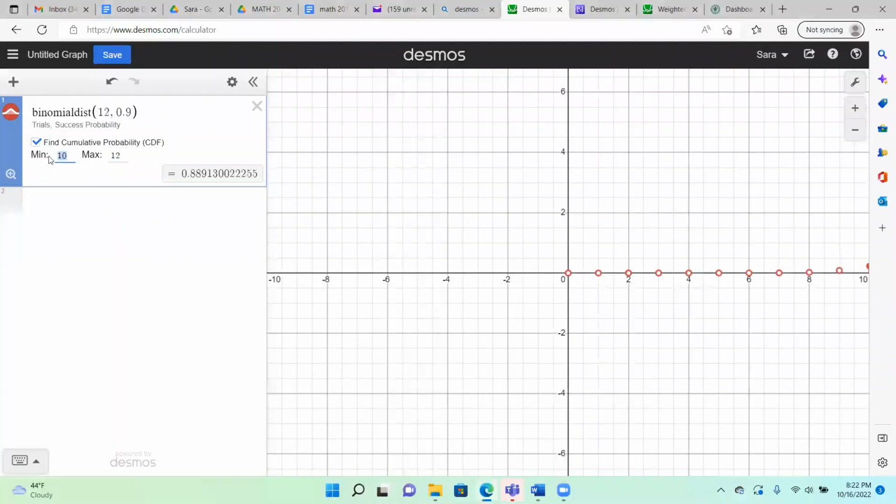So we're going to just go to 1. And that's 0.9744 rounded appropriately. 0.9744. So the binomial dist.